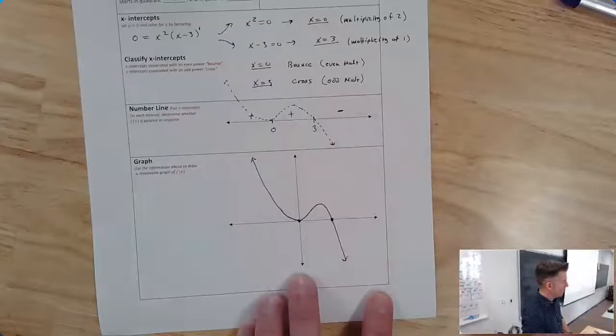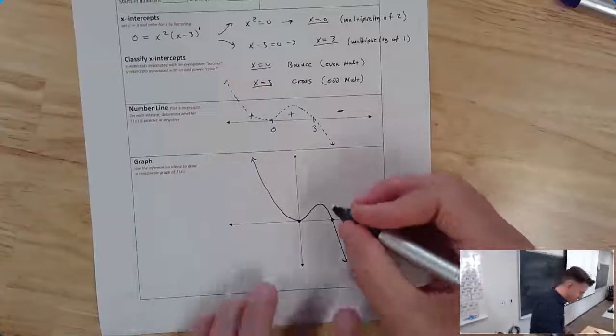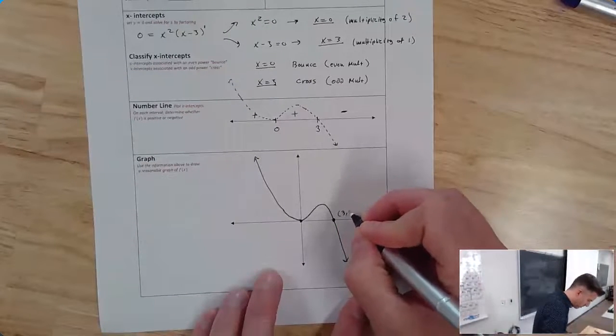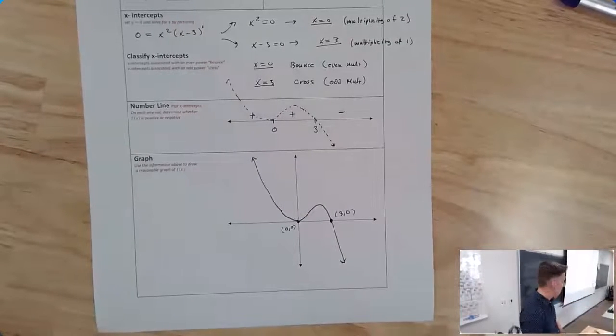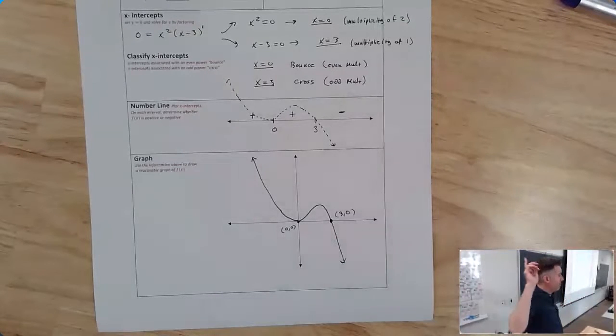So then I will plot that point there. I knew it was going to be there, but I wanted to give myself room to draw it nicely. So that point's 3, 0, that point's 0, 0. And that's all we can really do. We can find the intercepts, we can find the end behavior, and that's kind of it.